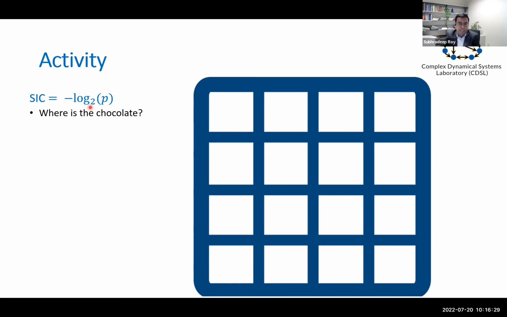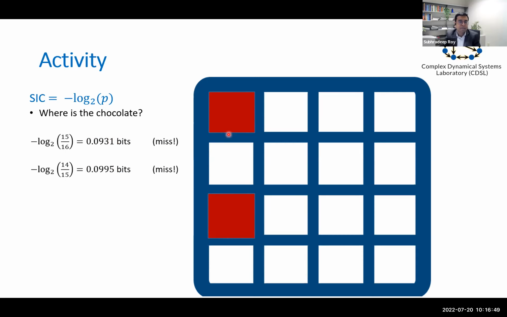So let's start with the first attempt, and I missed. In my first attempt, I could have missed in 15 ways out of 16, because 15 boxes do not have a chocolate. If I plug it in over here, this is the amount of information I learned, knowing that there is no chocolate in this box. Let's make a second attempt. Again, I miss. Now there are 14 boxes that do not have a chocolate, and the probability of missing is 14 over 15 in my second attempt. So this is the amount of information I just gained.